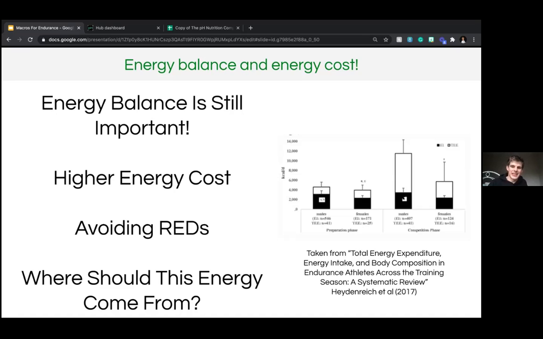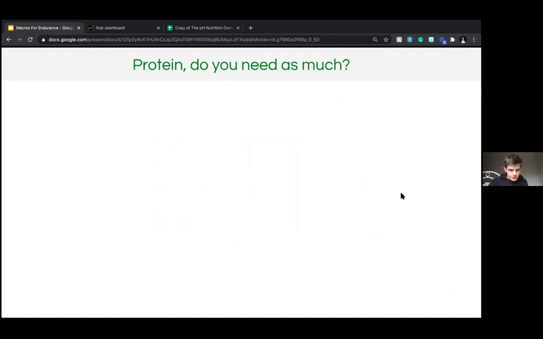So what we're going to do first is talk about everybody's favorite macro to start with, and that is going to be protein. So with protein, we're going to look at basically, do you need as much from an endurance side of things?